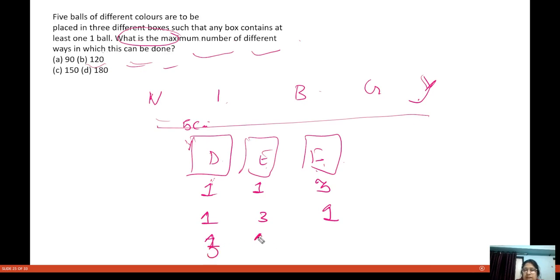Or you can put 3 balls here, one ball here, and one ball here. So this is the combination when we are putting 3 balls in one place and one ball in 2 places. Okay. Now, what is another combination?